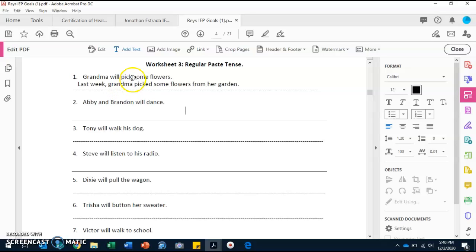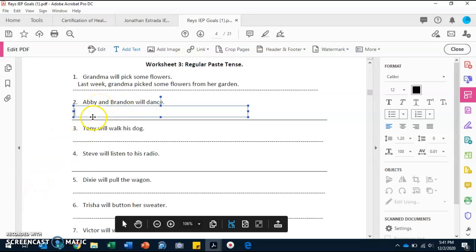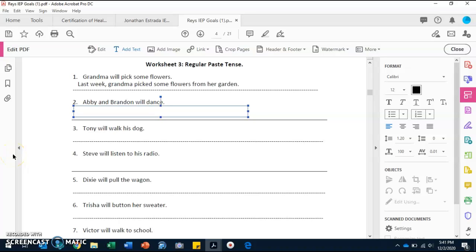This word, we just needed to add ed to make it past tense, right? So once you are done with this question, we will move on to the next. Number 2 says, Abby and Brandon will dance. So how can we make this past tense, Ray?